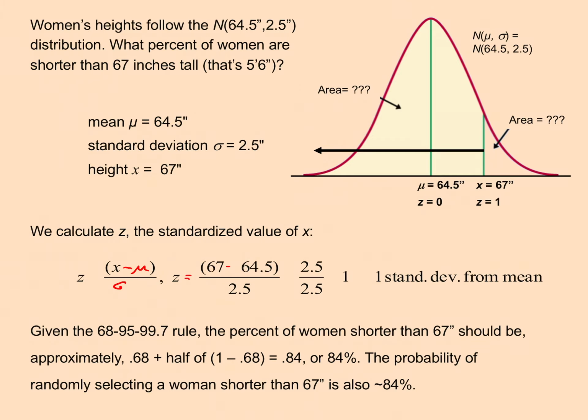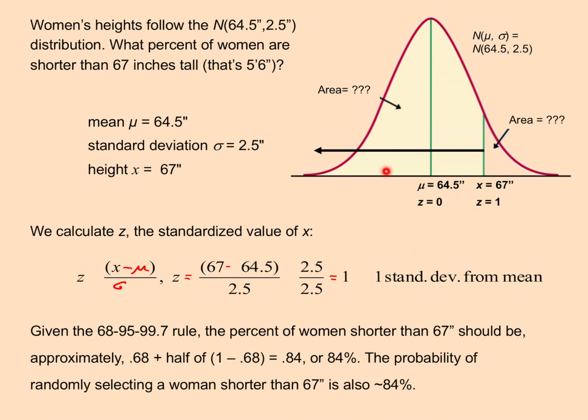67 minus 64.5, divided by a standard deviation of 2.5, we get a z-score of 1. So that equals 1. That means 67 as a height falls at 1 standard deviation from the mean, right there, plus 1 standard deviation. But our question is, what percent of women are shorter than 67 inches tall?